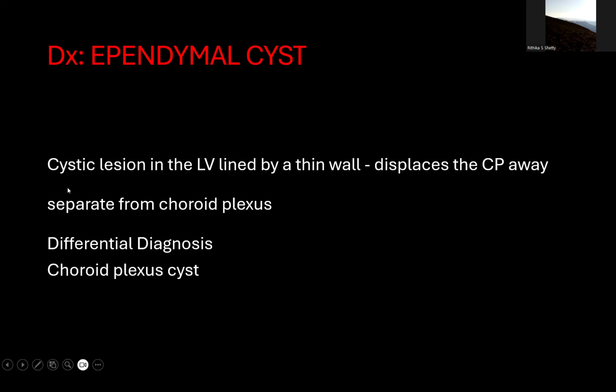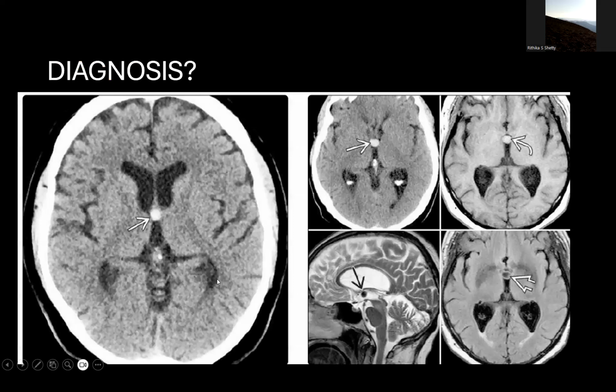So ependymal cyst is a cystic lesion in the ventricle, which is thin-walled and displaces the choroid plexus away. Again, a DD for this is choroid plexus cyst. Now coming to the most important spotter.